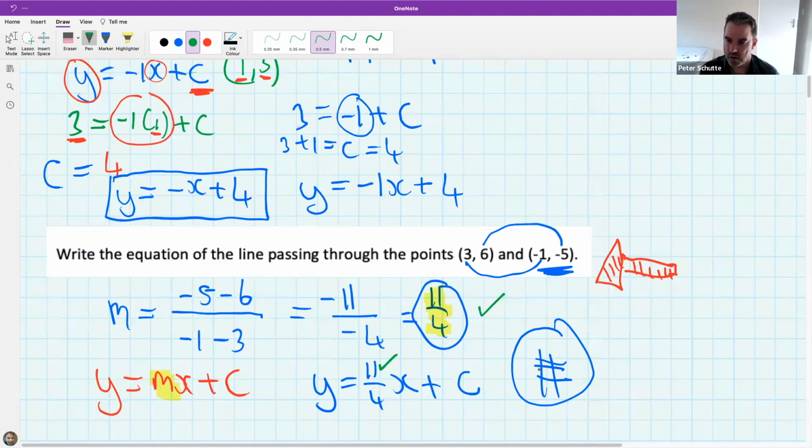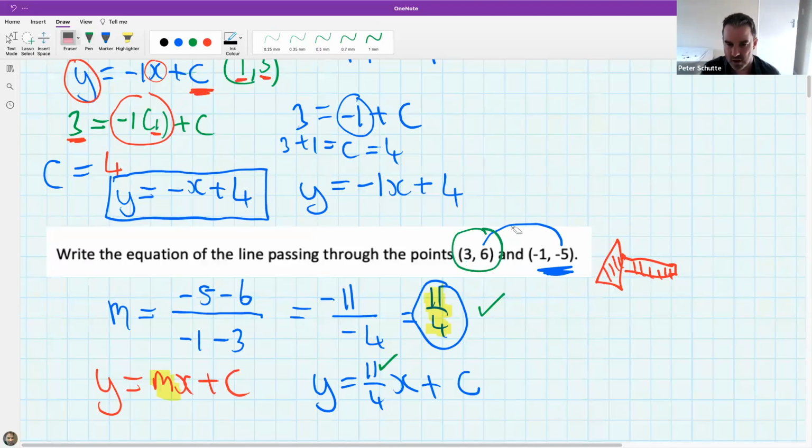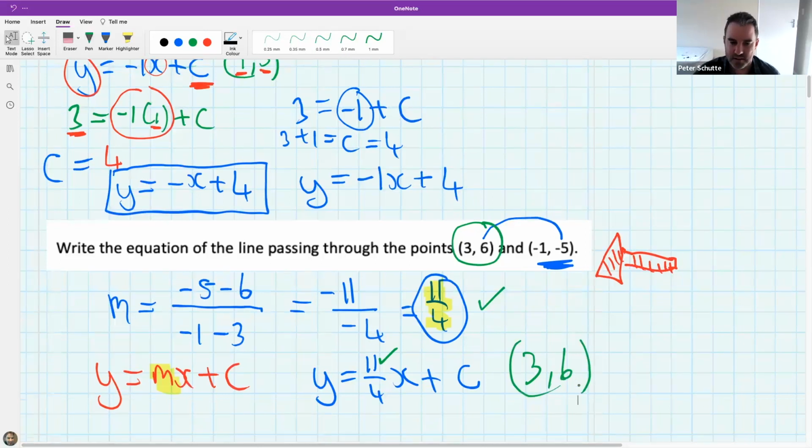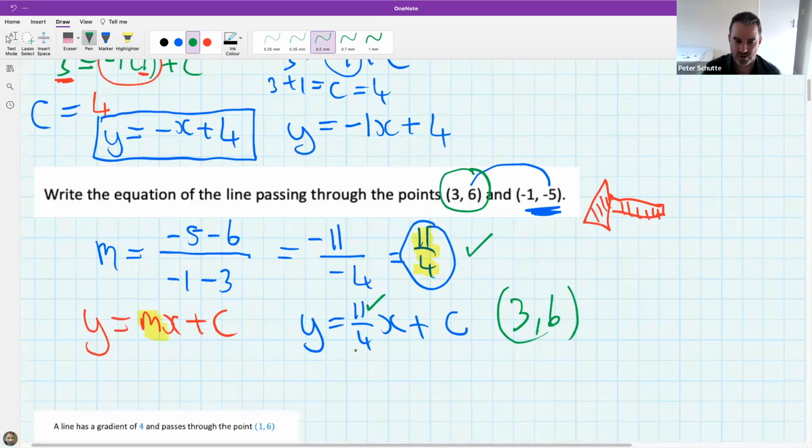So I was subbing in X and Y. Yes, exactly. But where do I get that X and Y from? I'm going to choose a point here. So I'm going to choose the point 3, 6. And now I'm going to sub it into that equation of the straight line.